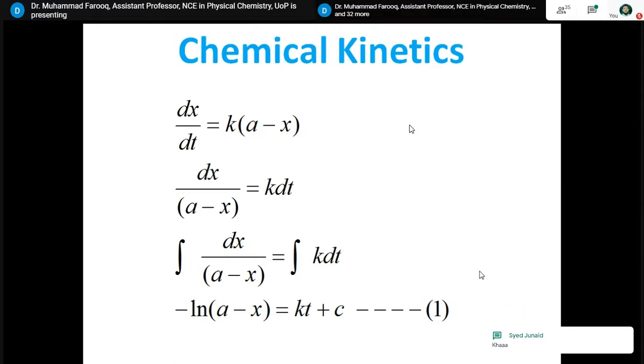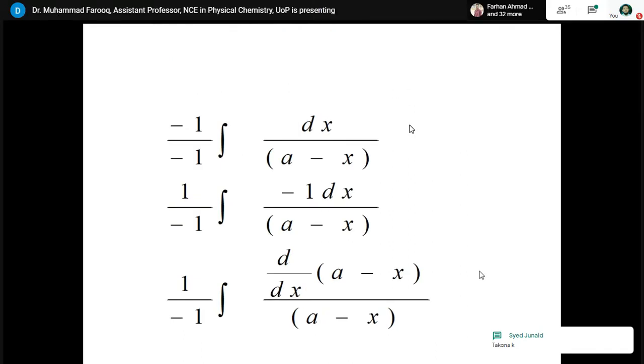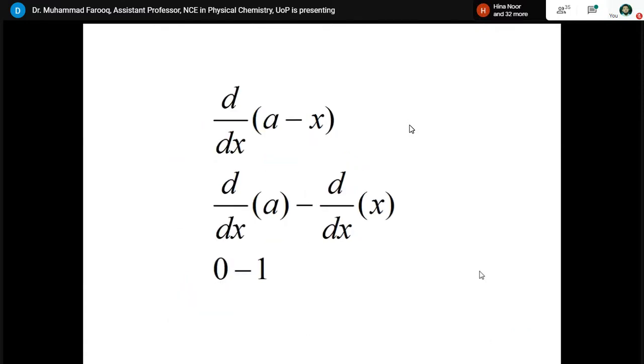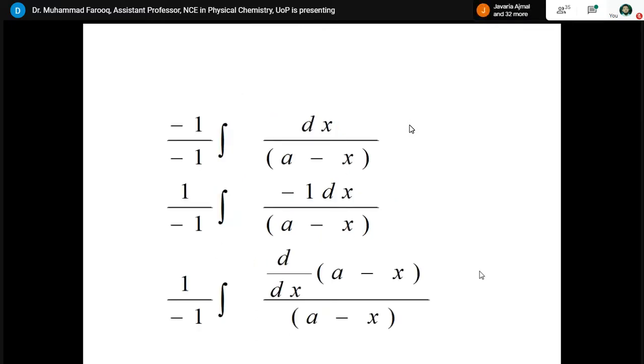How to solve this one? dx divided by a minus x. First, you have to follow this procedure. Multiply and divide by minus 1. You can see minus 1 divided by minus 1, multiplied by minus 1 divided by minus 1. So you can see the same dx divided by a minus x is there. Now I can write down 1 divided by minus 1, and to minus 1 you can take minus 1 there. Now if we take the derivative of a minus x, you will get minus 1. The derivative of a minus x is always equal to minus 1. So instead of minus 1, I can put the derivative of a minus x.